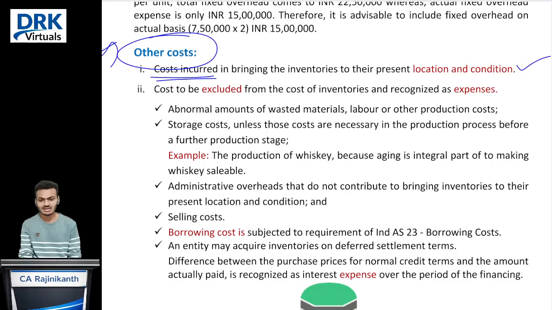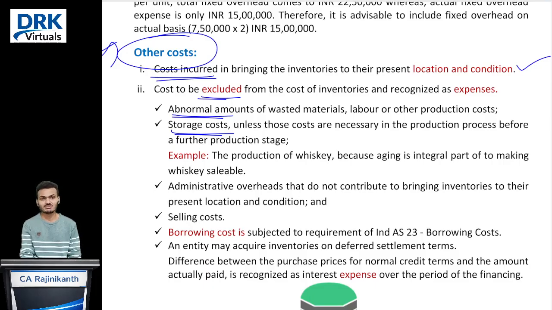Standard has given a few illustrative examples that we should not add to the cost of inventory. We should charge to profit and loss account. What are they? Abnormal cost, abnormal loss, be it a material cost or labor cost or any other overhead cost. If they are abnormal in nature, you don't add. Charge to profit and loss account as an expense. Storage cost also recognized in P&L account as an expense. Should not add. However, if that storage process is also an integral part of the manufacturing process, in that case we can add to the cost of inventory.